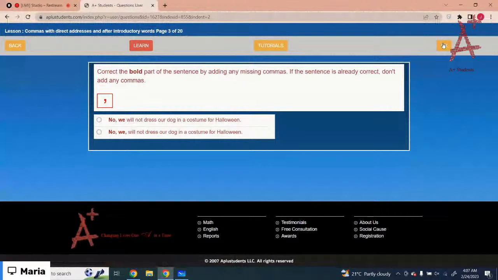Correct the bold part of the sentence by adding any missing commas. If the sentence is already correct, don't add any commas. No, we will not dress our dog in a costume of Halloween. No, we will not dress our dog in a costume for Halloween. So which is the correct option, one or two?